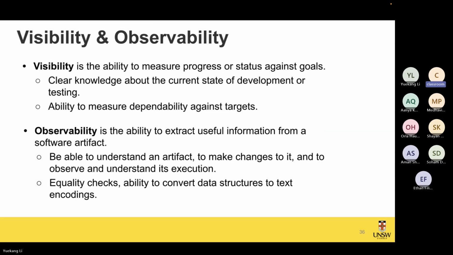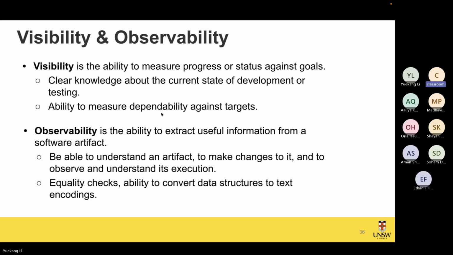And the next principle is visibility and observability. Visibility is to make sure that progress can be seen, so we need to have clear knowledge about the current state of development or testing. For example, during development, we care more about unit testing. If we have developed the software, we need to do system testing. So visibility is to make sure that we know the progress.